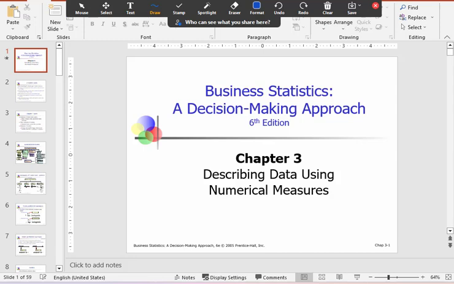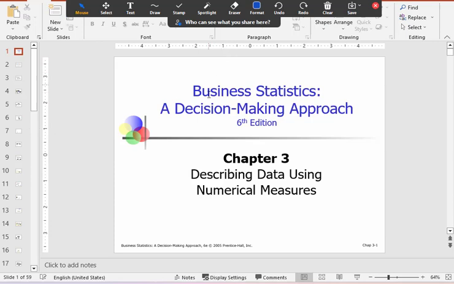The idea behind today's session is why we use stats and what the basic tools are that are available to us that we will use later on in decision making. So this chapter is exploring what we call the basic tools that are useful. We'll start with this chapter, and the topic is describing data using numerical measures.